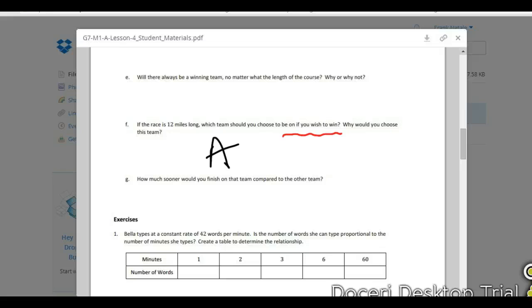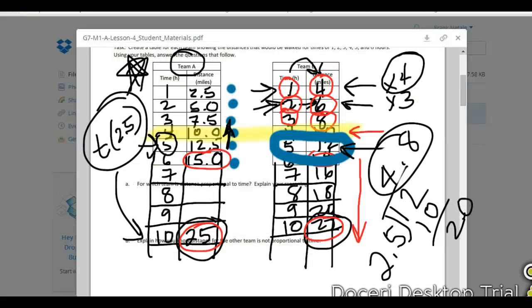And why would you choose that team? I kind of explained it there. Hopefully, you guys had something similar. And let's see, how much sooner would you finish on that team compared to the other team? If we went back, we would see we got 4.8 here, so you'd finish 0.2, or 2/10 of an hour, which is 12 minutes, right?